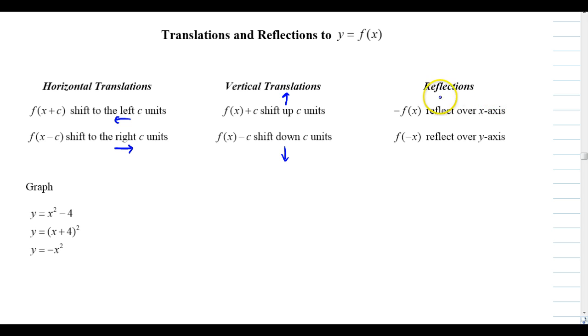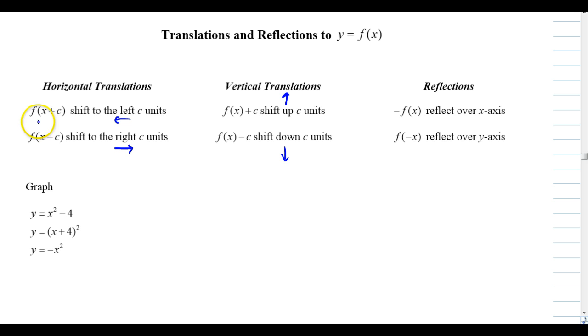And then we can also reflect the graph, and that happens when we multiply by a negative. So if we multiply the entire function by a negative, that's going to be a reflection over the x-axis. And if we only multiply the x by a -1, then that's going to reflect the function over the y-axis. So all of these are properties that you're going to need to remember so you can translate and reflect the 14 basic functions that you've memorized.